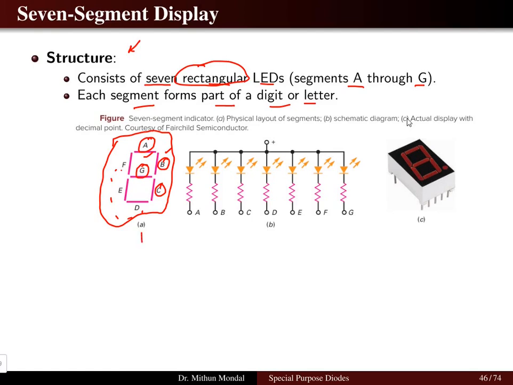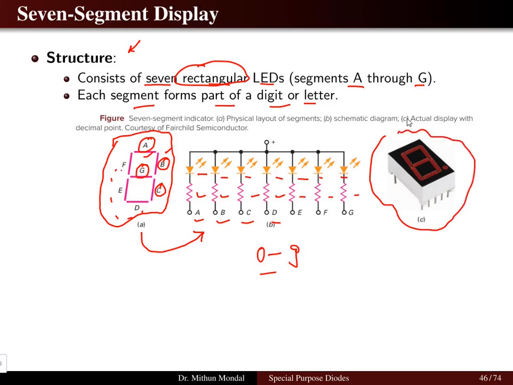So the electric circuit or the electronic circuit of these LEDs, which is the schematic diagram, is in the front of 7 LEDs, which are light emitting diodes, with a resistor in series to each LED. And there are 7 segments. These segments will be connected to form different digits, whatever we get from 0 to 9. This is the actual display with the decimal point for the device.